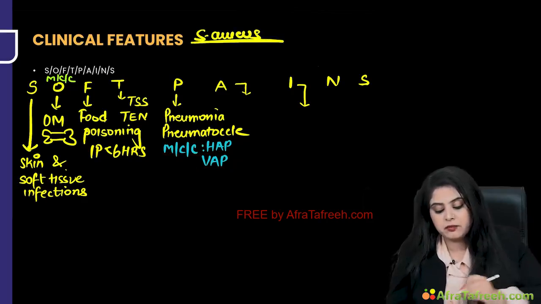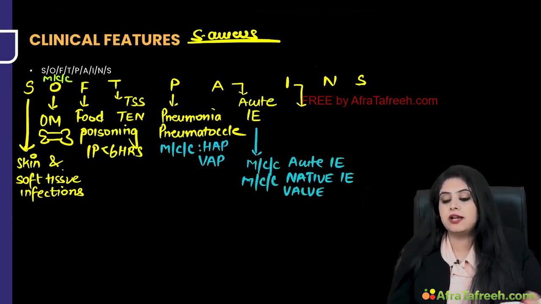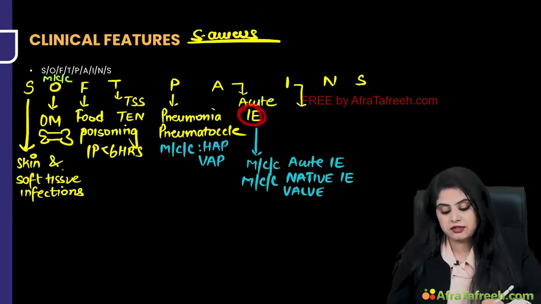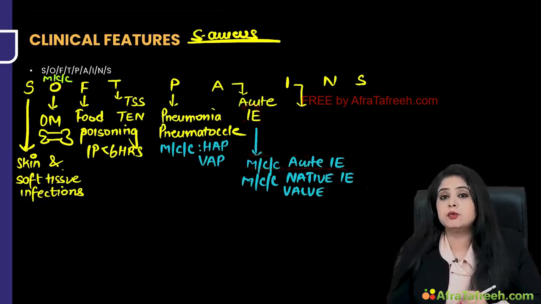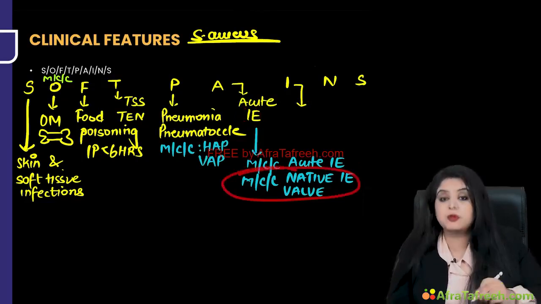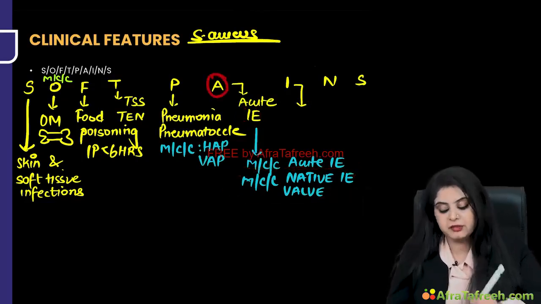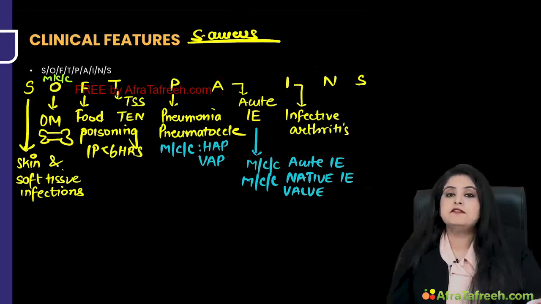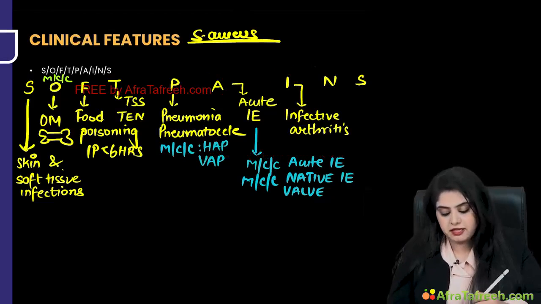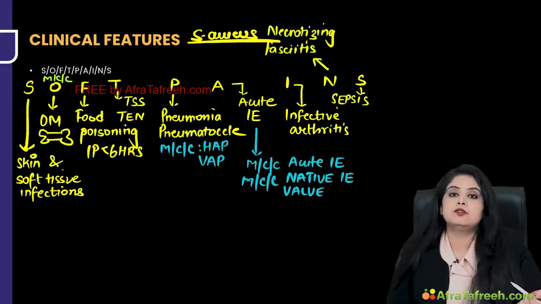Coming to the next, SOFT PAINS. A for, again, you have read about this, acute endocarditis, infective endocarditis. If they ask you the most common cause of acute endocarditis, or the most common cause of native valve, not prosthetic, but native valve and acute endocarditis, it is going to be Staph aureus. Another infection, because we are now talking about infective arthritis. And finally, what do we have? We have N for necrotizing fasciitis and S for sepsis.